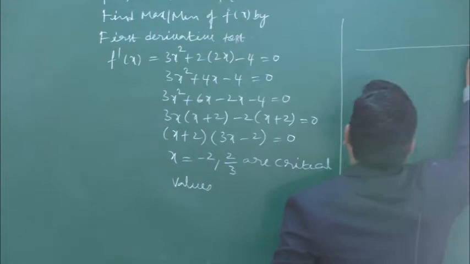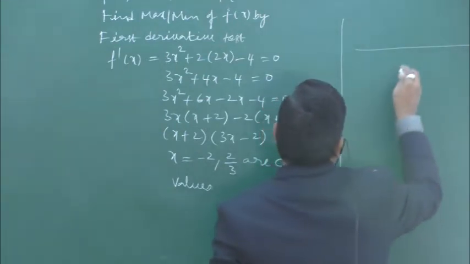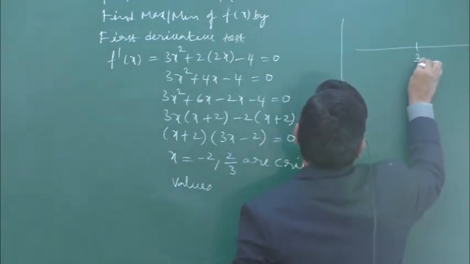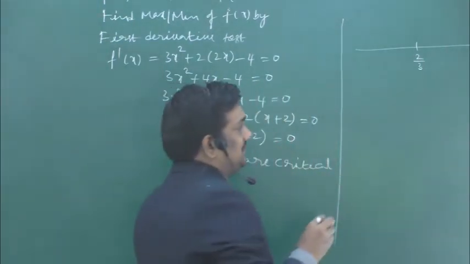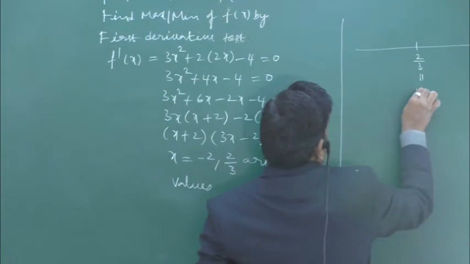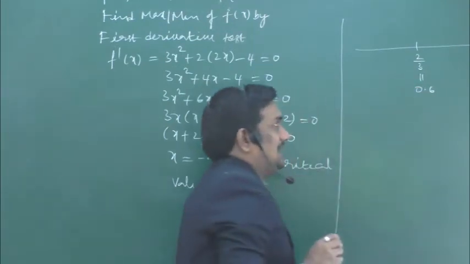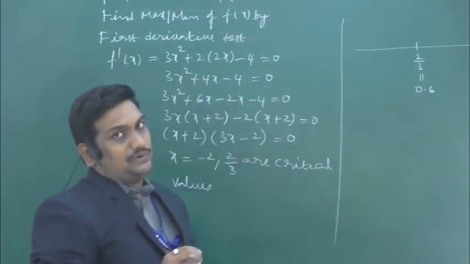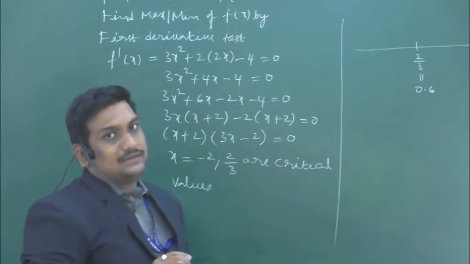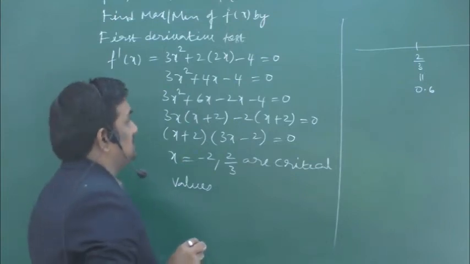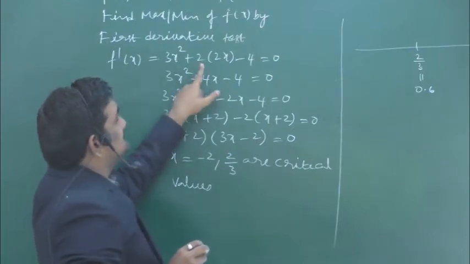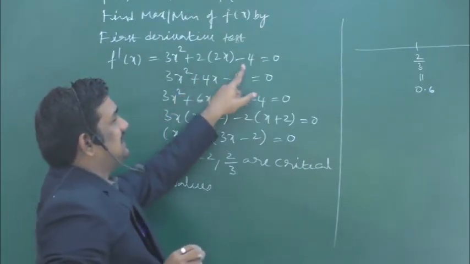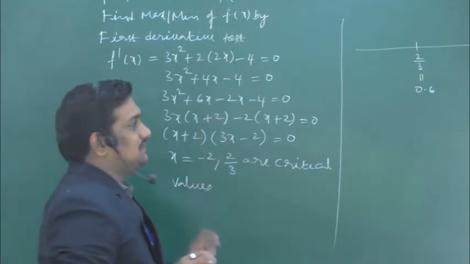So this is the number line. Let us consider 2 by 3. So 2 by 3 is around 0.6. Now take values on the right hand side of 0.6. Let us consider 1. So you substitute 1 in the first derivative. It will be 3 plus 4, 7, 7 minus 4, 3, it is positive.